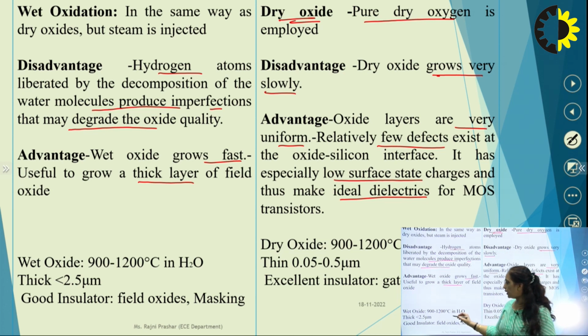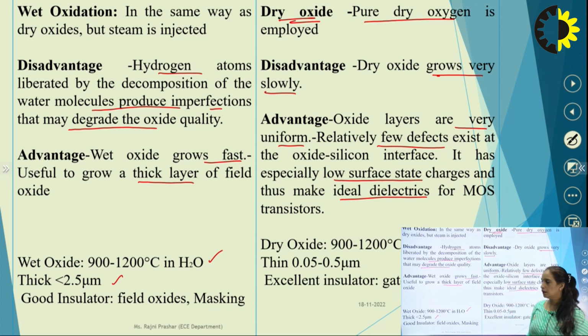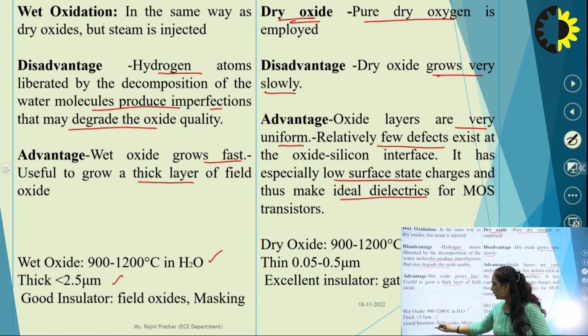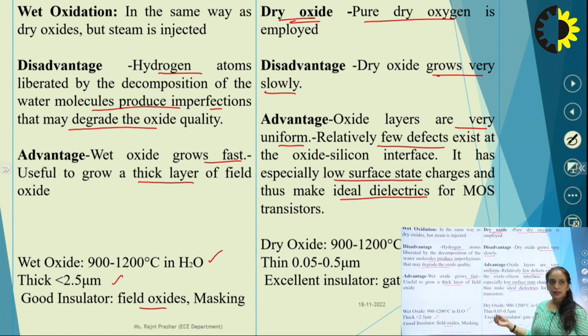So with the help of wet oxidation, this process is carried out at 900 to 1200 degrees C, and with the help of this, we are going to have less than 2.5 micrometer thickness of oxide. It behaves as a good insulator. Field oxides can be created with the help of wet oxidation, and it is used as a masking process.